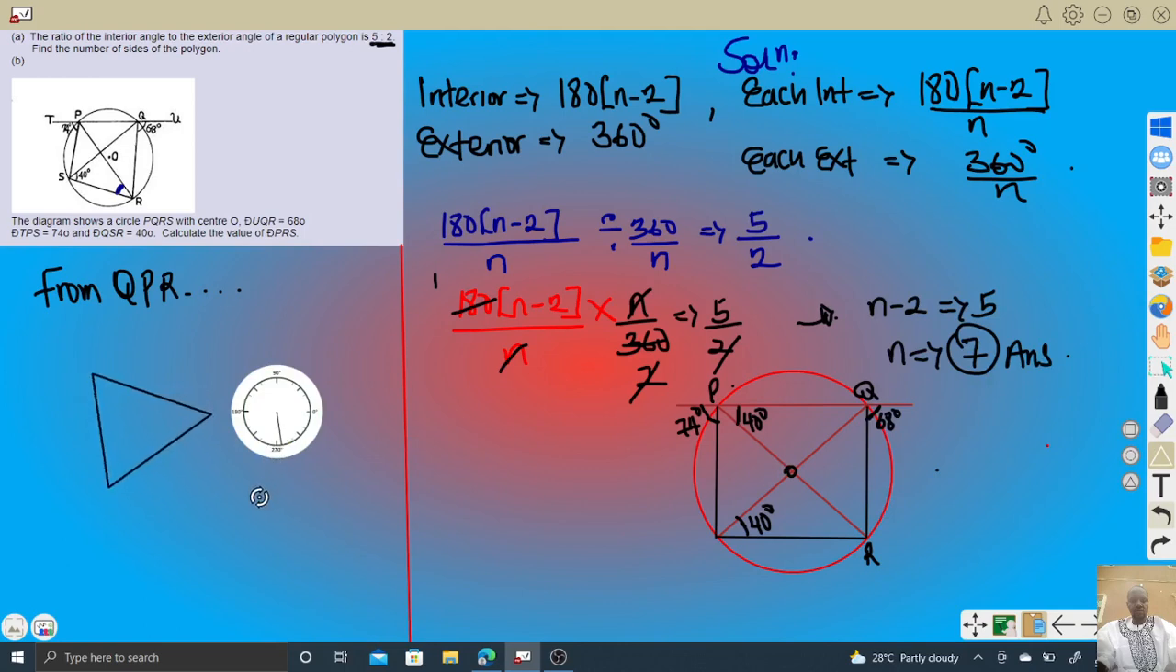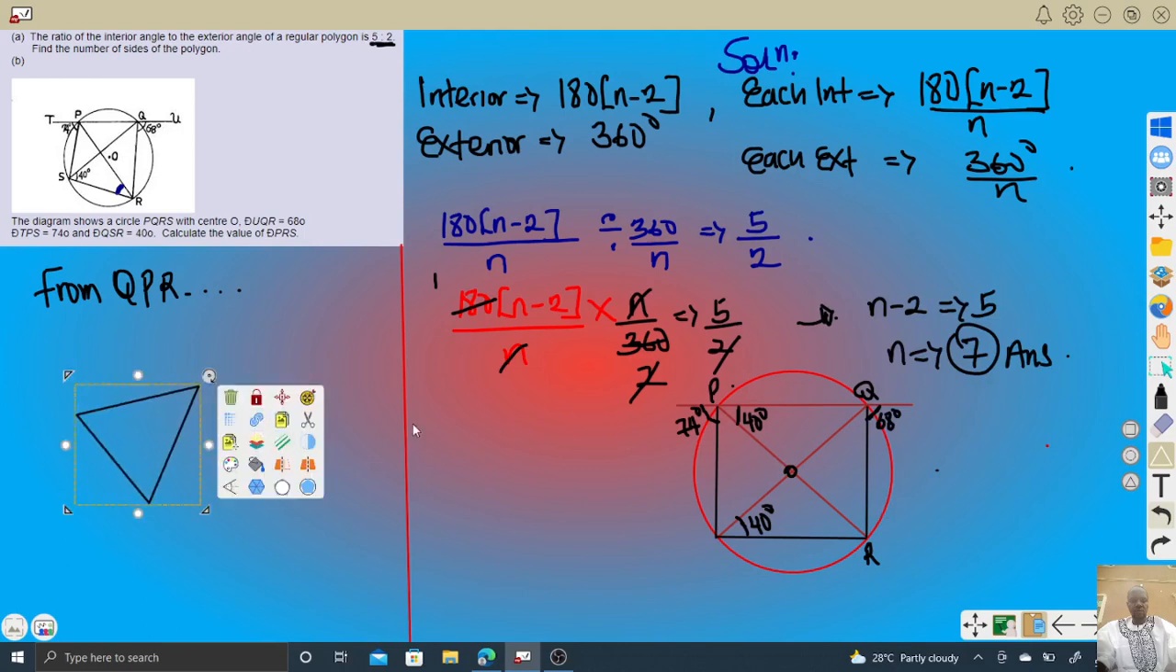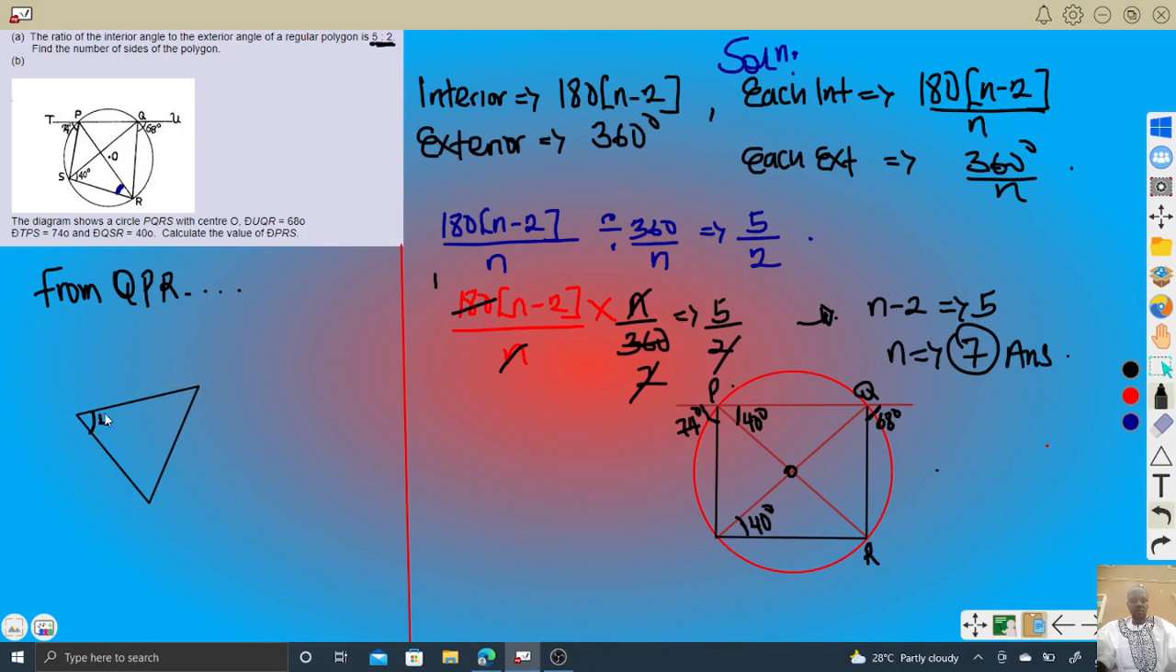Let's make it look like the way it is. So it is more like that. So here was 40. I'm drawing out triangle QPR. I'm looking for this angle, just this inner one. Let's call it Y. And the exterior angle was 68.